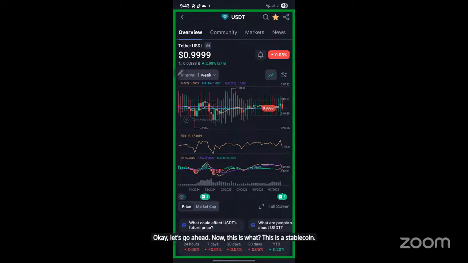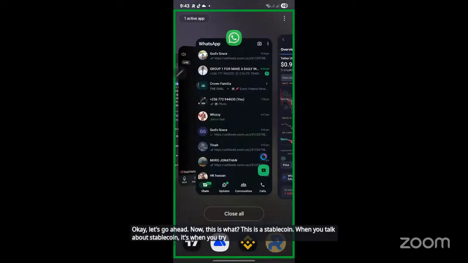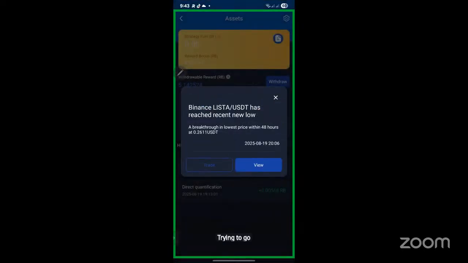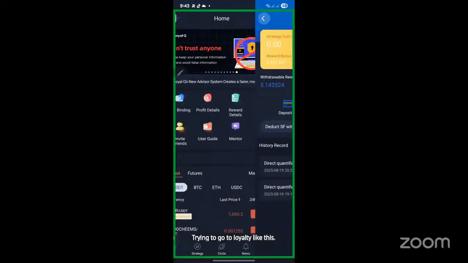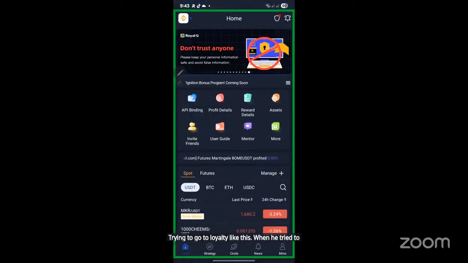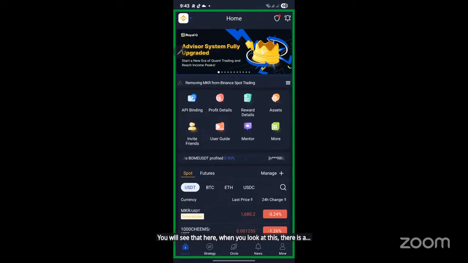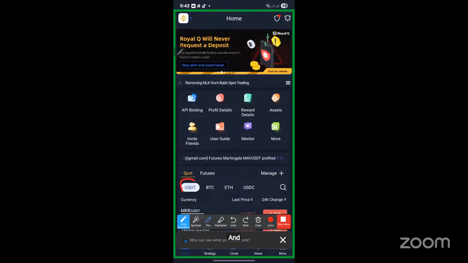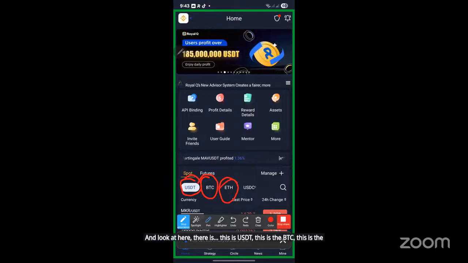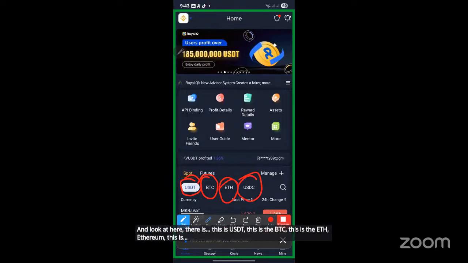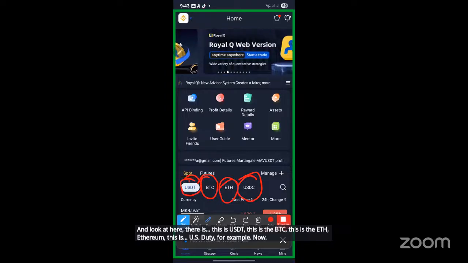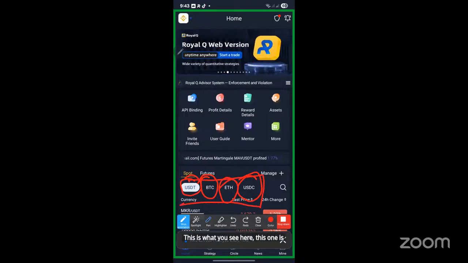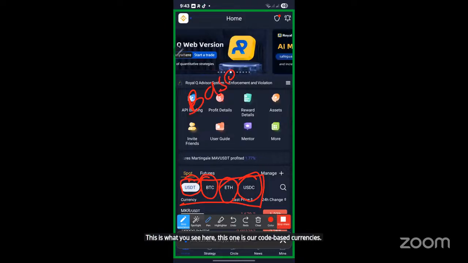When you talk about stable coins, when you try to go to royalty here, like this, you will see that this is USDT, this is the BTC, this is the ETH, Ethereum, this is USDT. Now, these four you see here are called base currencies. They are called base currencies.